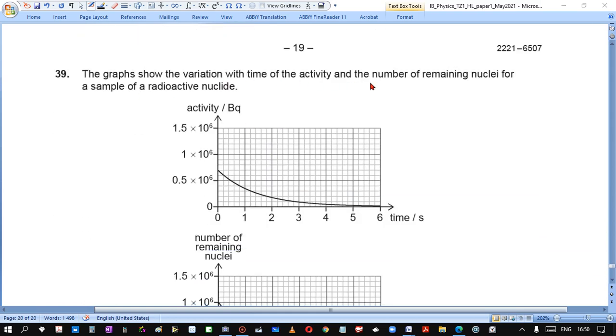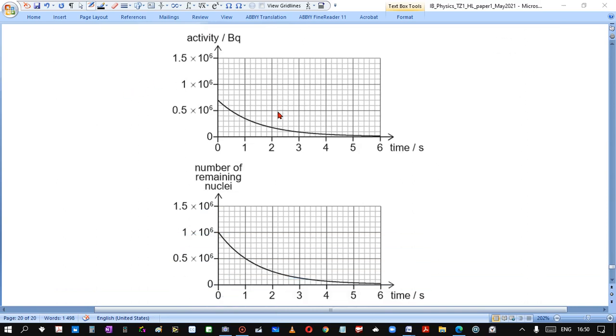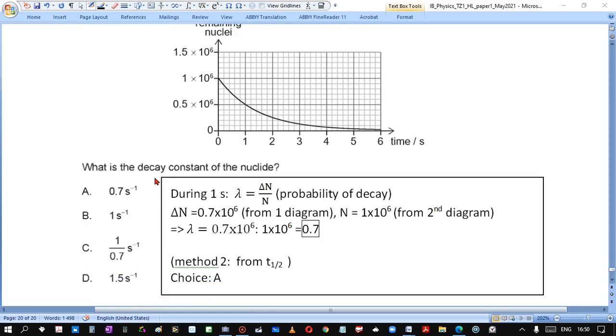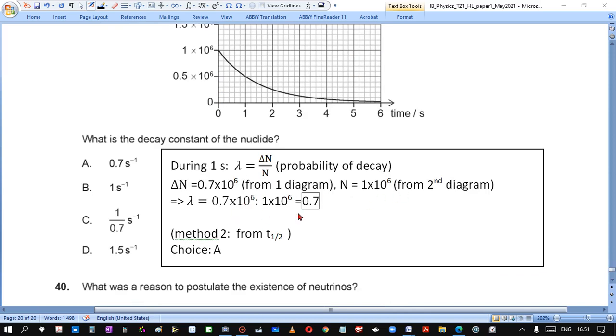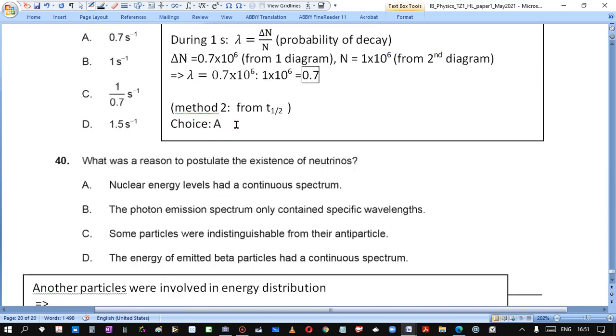The graph shows the variation with time of the activity and the number of remaining atoms for a sample of radioactive nuclei. So we have activity, the number of decays per second, and we have how many active elements remain. So we look at both graphs for the information at time 0. Why? Because the decay constant is actually the probability of decay, so how many decayed over the number of atoms. How many decayed: 0.7 times 10. How many atoms remained: 1.7. So we divide one by the other and we get exactly 0.7. You can do the same with one graph, and you can find the probability of decay from the half-life. But they expect you to use this first method.